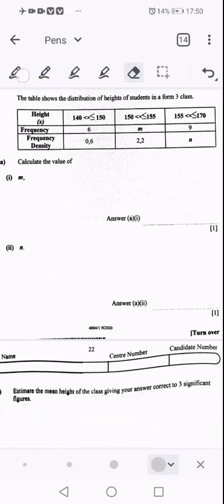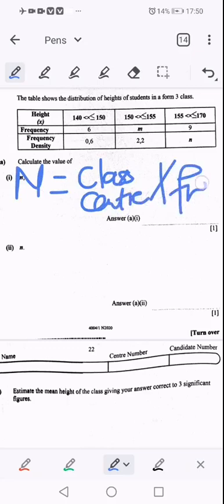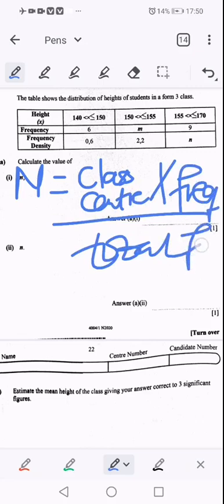Right, mean of grouped data, mean M equal to what? Class center times the given frequency, all over total what? Total frequency. Just like this. So, teacher taught us how to find it: class center, also multiplied by frequency. So what is the class center?